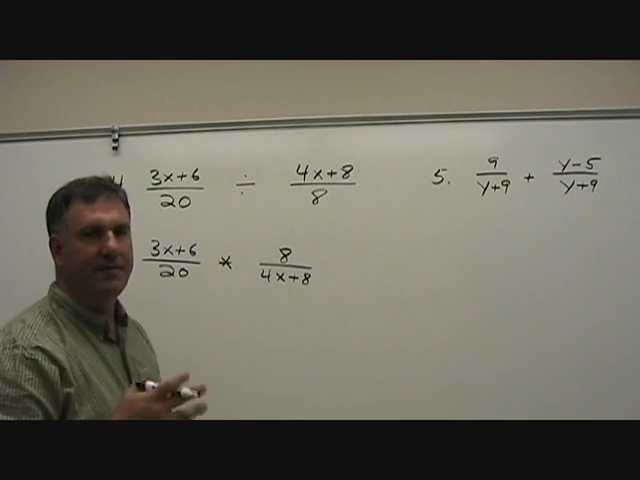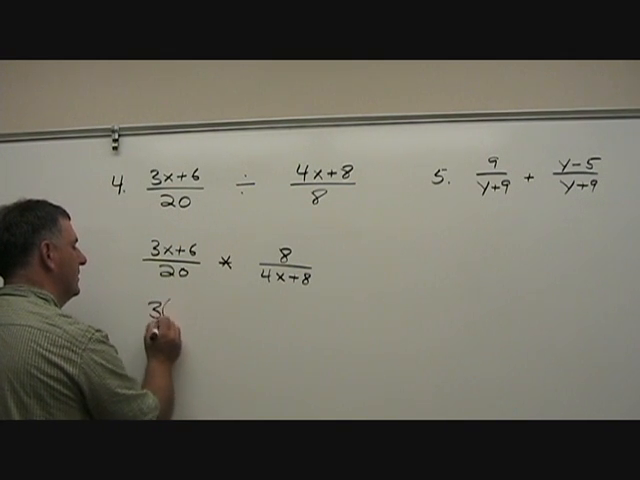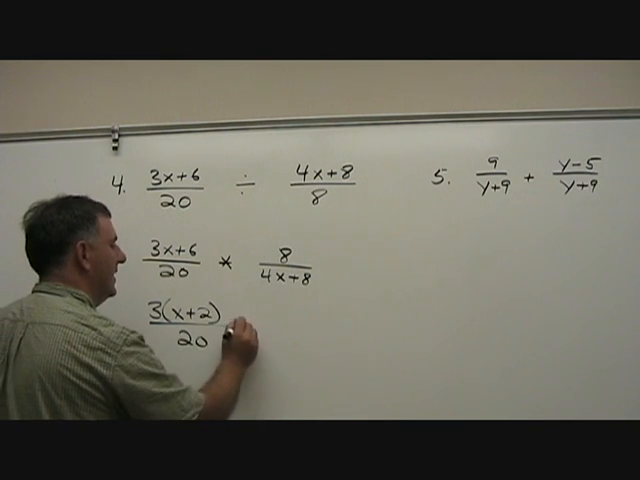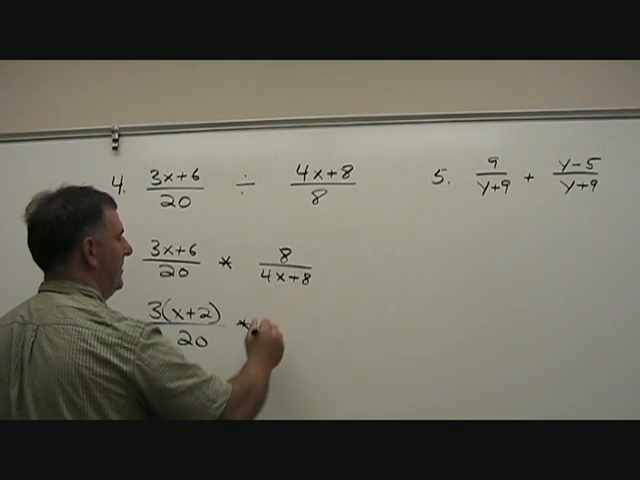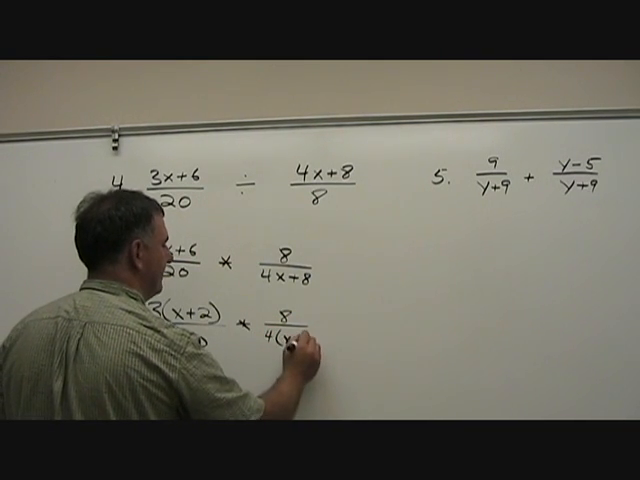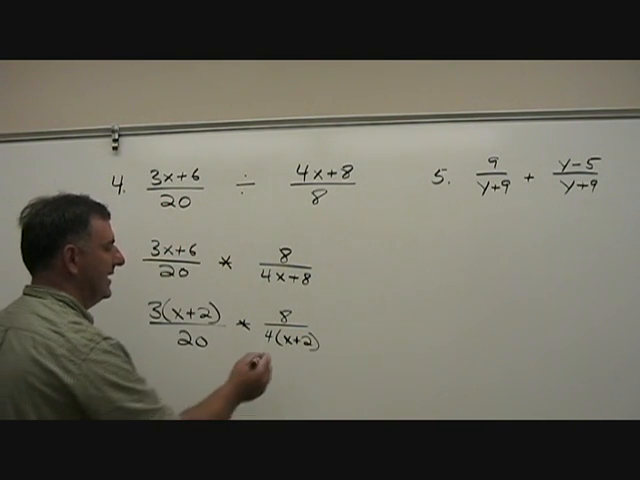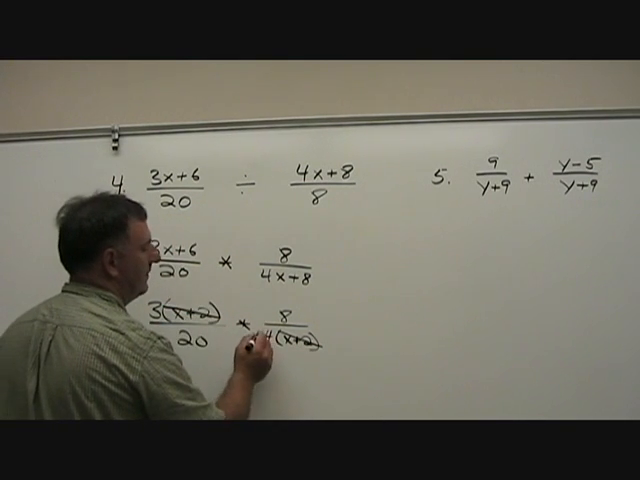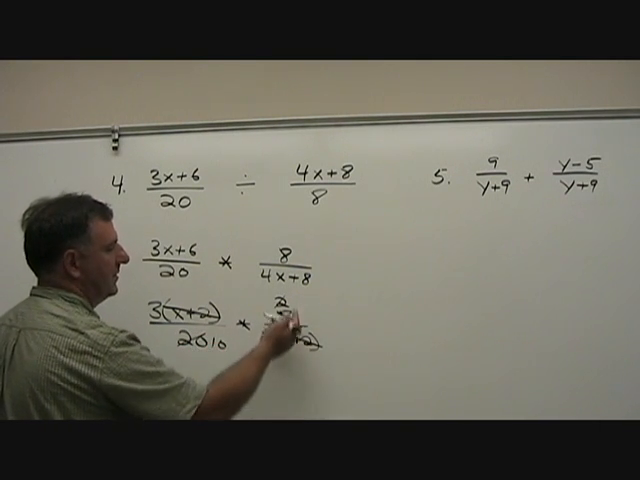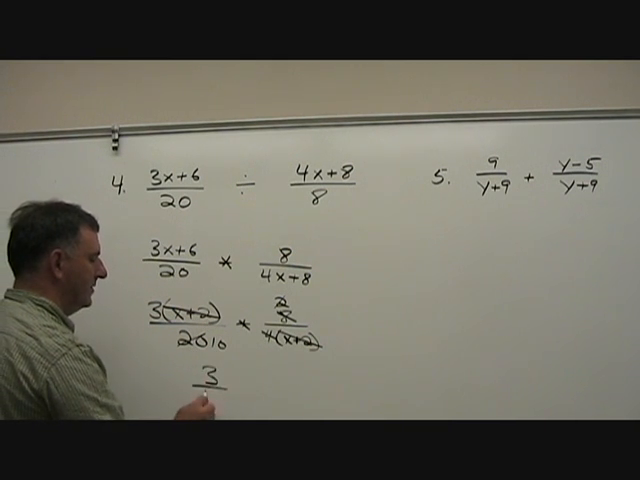Now what we want to do is factor the numerator and denominator. Numerator here, the 3 will come out. We'll end up with 3 times x plus 2 over 20 times. Here we'll want to factor out the denominator, and we'll be able to factor out a 4 here, x plus 2. Now what we can do is cancel the things that we can cancel out. X plus 2 will cancel. The 4 will go into 8 twice, and 2 will go into 20 10 times. Notice over here everything is gone. So we end up with just an answer of 3 over 10.